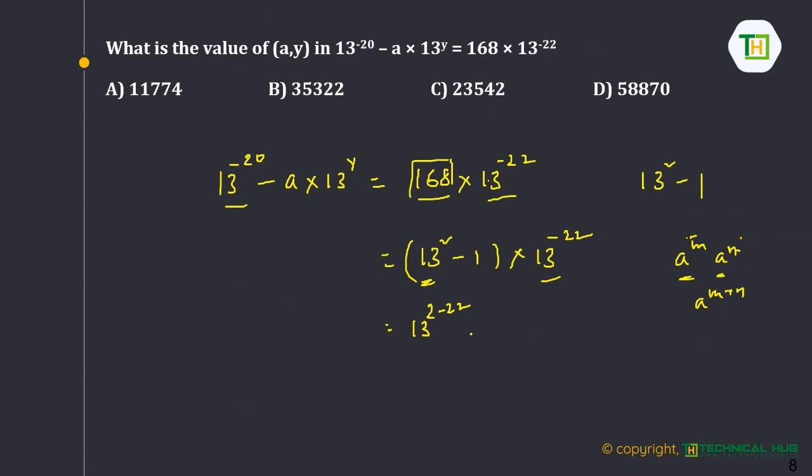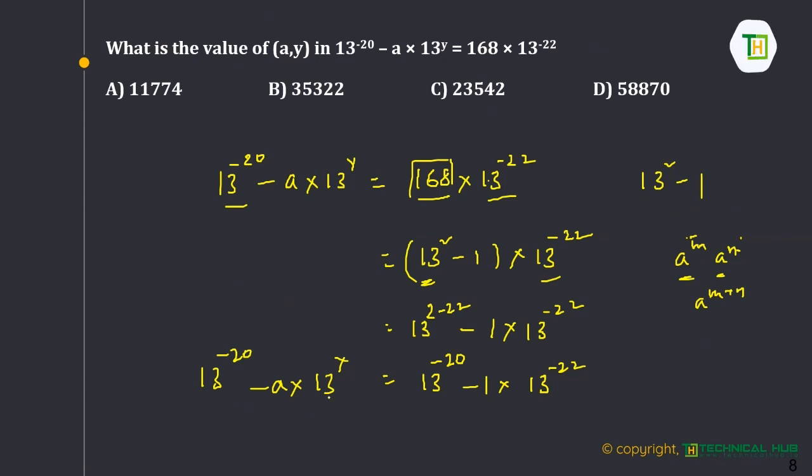So 13 to minus 22 and minus 1 into minus 22, then you will get 13 minus 20, so minus 1 into 13 minus 22. On the LHS we have 13 minus 20, so minus a into 13 to the power of 5. Then compare the LHS and RHS. Here 13 minus 20 is the power, and here also 13 minus 20 is the power. Here minus a, here a minus 1 is there. It means the value of a is 1.